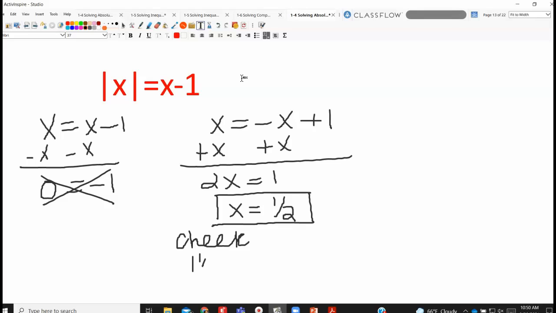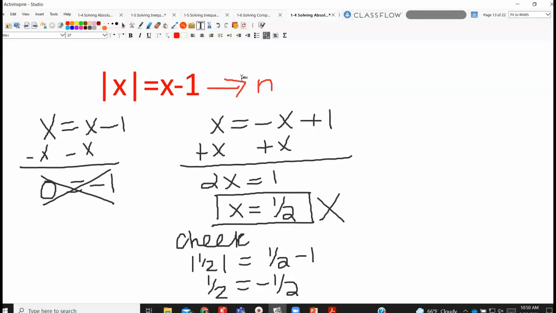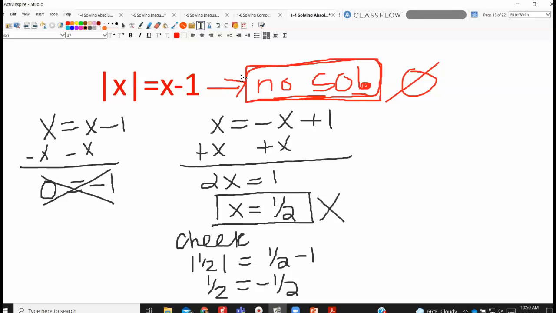So absolute value of a half is a half. And then a half minus 1 is negative a half. So it fails. Therefore, this function has no solution. Some of you like to do the 0 with the line through it. That's fine. But this has no solution. There are no values of x that will make that true.